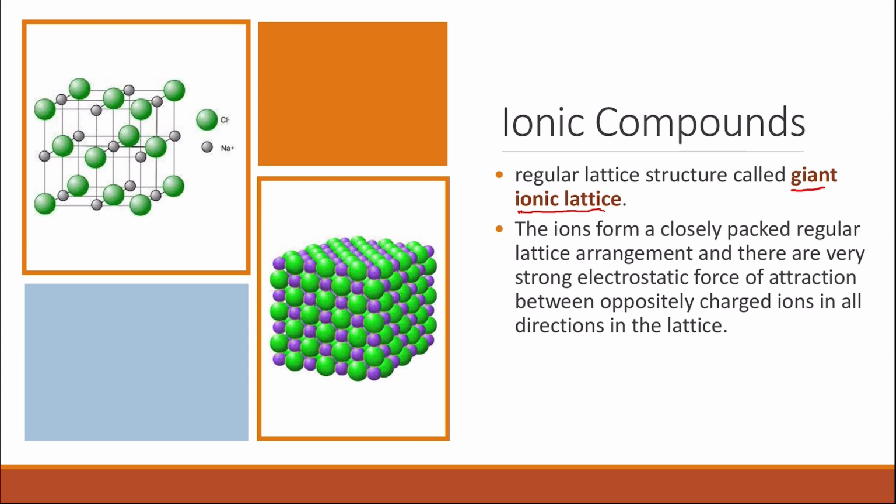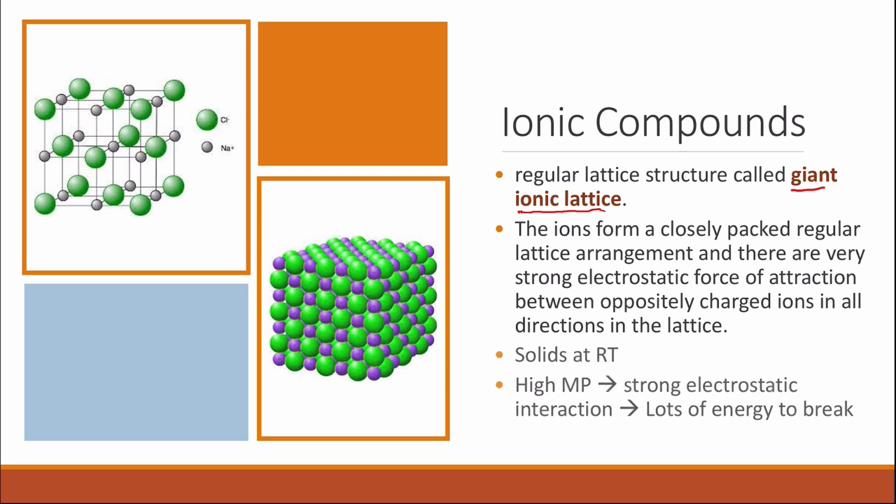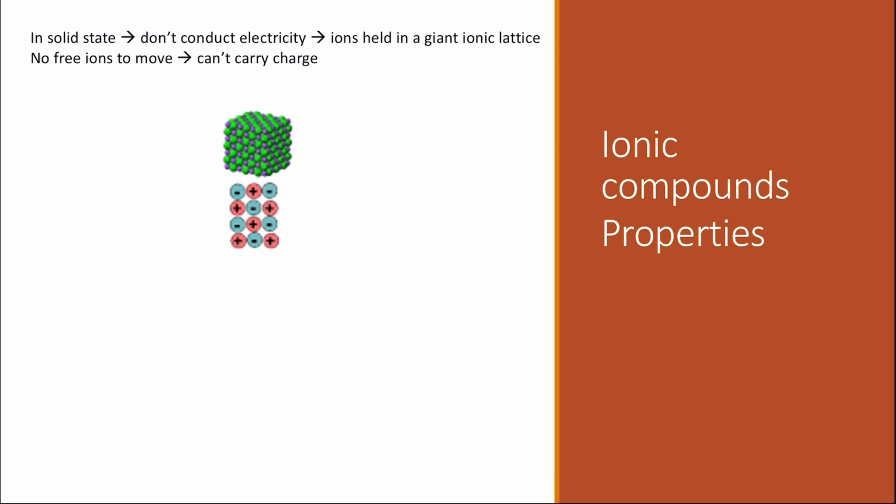How does this affect the properties of the ionic compounds? Ionic compounds are solid at room temperature, and they have a very high melting point. Why do they have a high melting point? They have high melting points because of the giant ionic lattice and the strong electrostatic interaction between the different ions in that giant ionic lattice. So they will need lots of energy to break that electrostatic interaction, or to break the ionic bonding, in order to melt ionic compounds. So it's very important in your answer to use these expressions: that they have a giant ionic lattice, that there is a strong electrostatic interaction, and also that they will need lots of energy to break these bonds.